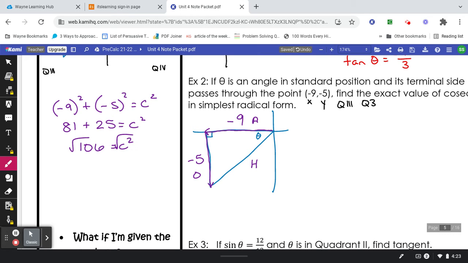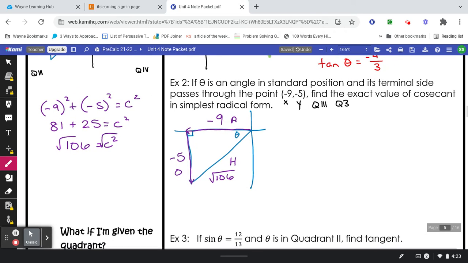106 is not a perfect square, so we'll go ahead and leave it as the square root of 106. Now we have all three sides labeled. Our hypotenuse is always positive, so we'll leave the radical 106 as a positive. And it's going to ask us for the answer to cosecant.